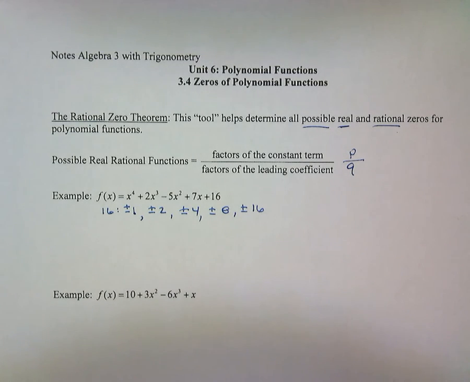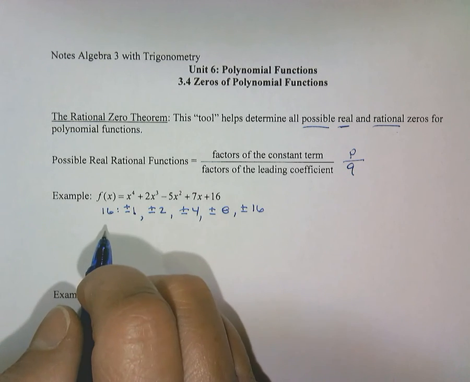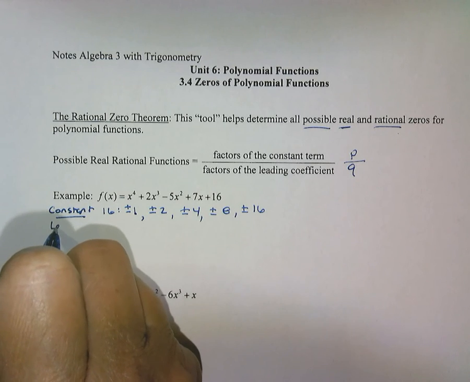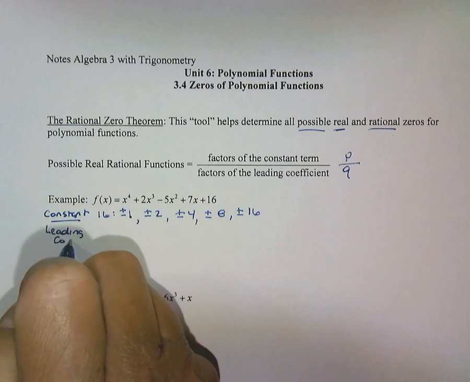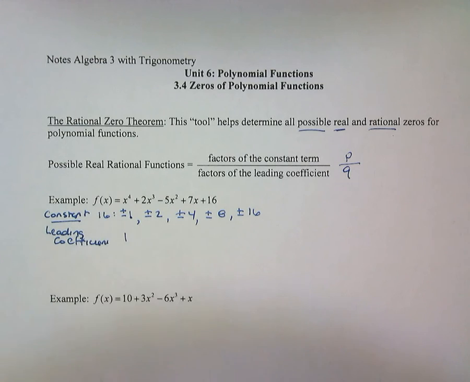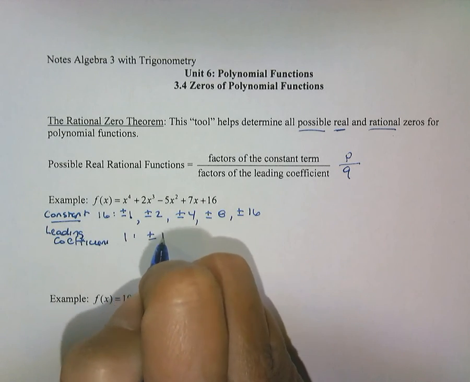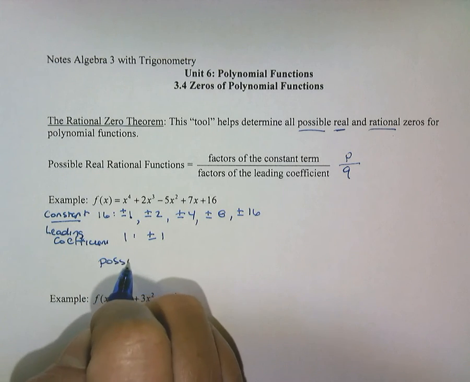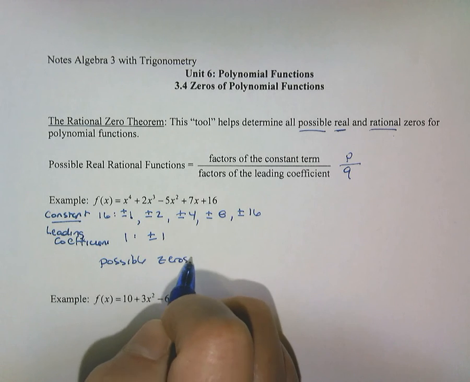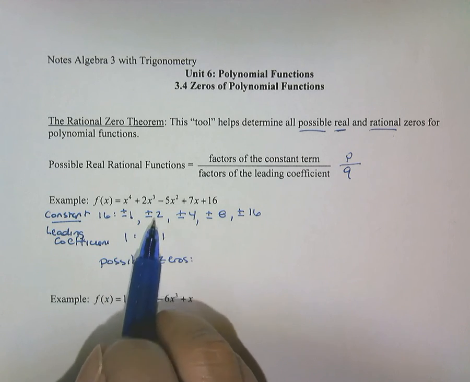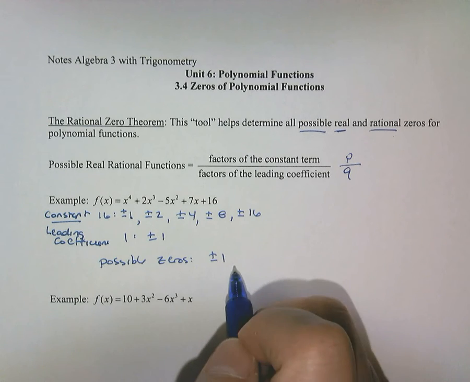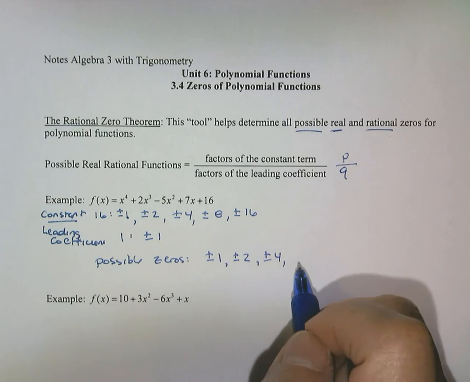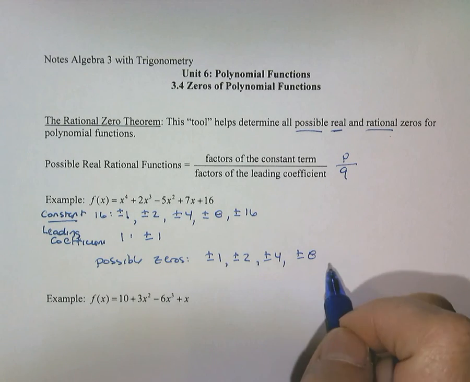Then I would look at the factors of the leading coefficient. So 16 is the constant. The leading coefficient, in this case it's really easy, it's 1. So the only factors of 1 are plus or minus 1. So the possible zeros are going to be 1 over 1, 2 over 1, 4 over 1, 8 over 1, and 16 over 1.